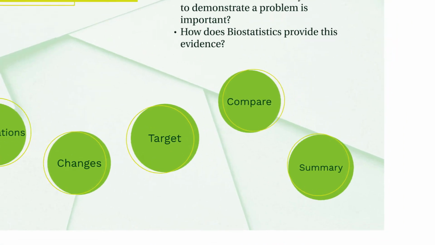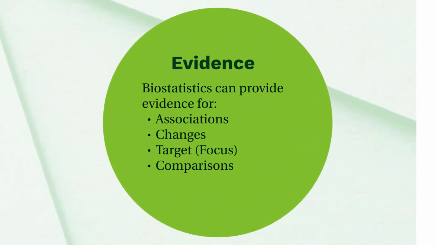In summary, biostatistics provides evidence in 4 ways: associations, changes, where to target or focus the resources, and making comparisons between different groups for an associated public health issue.